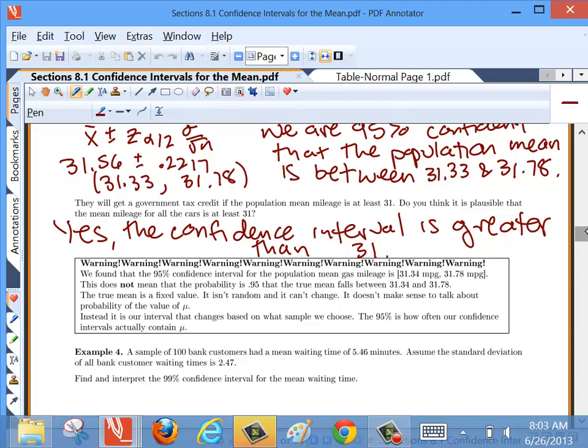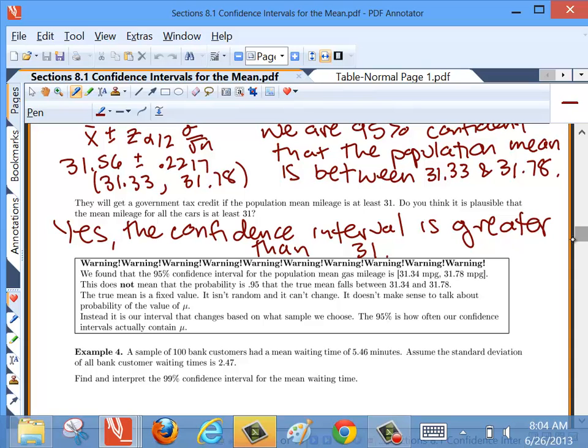The reason why is that your true mean is a fixed value. It doesn't change. If you actually knew all the data in the population, then you could find the population mean. So there's no probability attached to the population mean. What is the probability attached to in this situation? The probability is attached to which sample mean you chose.